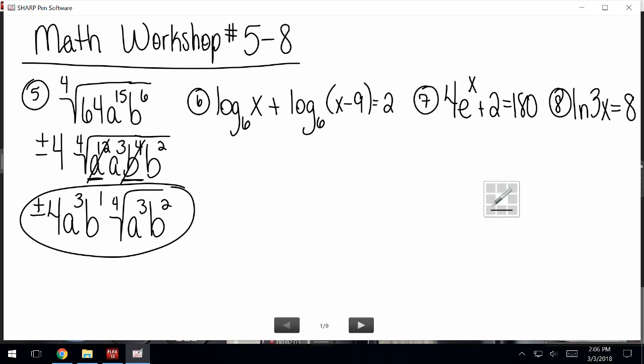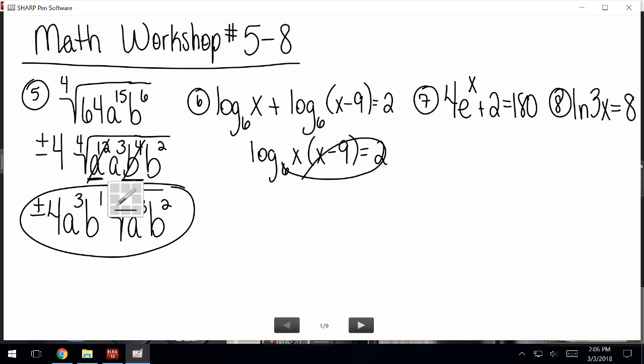Alright, if you need an extra minute, just make sure you pause the video, okay? Alright, number 6, you're adding logarithms together. So to put them as one logarithm, you're going to multiply them. Alright, and so you do not have logs on both sides. So you do the little swoosh thingy, whatever you want to call it. Alright, 6 is your base, 2 is your power, and x times x minus 9 is what it now equals. So then 6 squared is 36. Distribute the x.